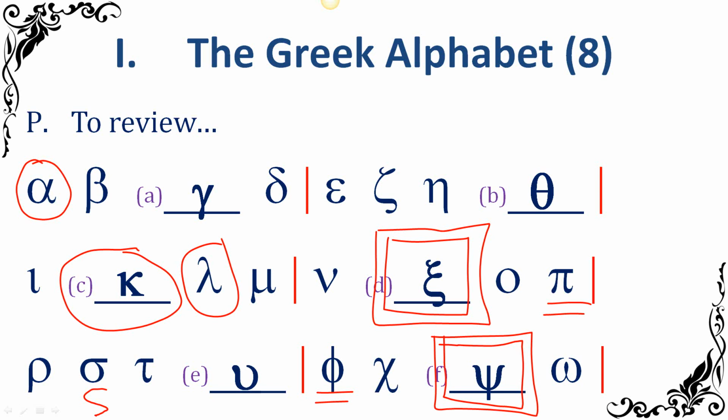Yeah. All right. Alpha, beta, gamma, delta, epsilon, zeta, eta, theta, iota, kappa, lambda, mu, nu, xi, omicron, pi, rho, sigma, tau, upsilon, phi, chi, psi, omega. You do not know how much good that does my heart.